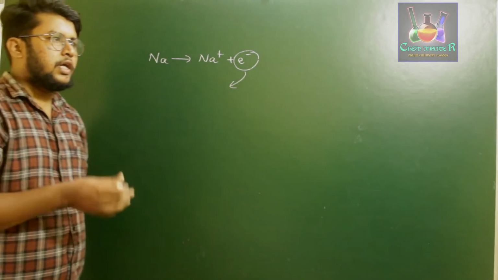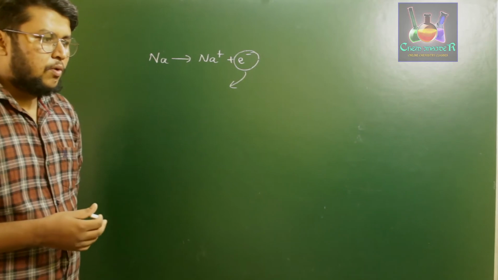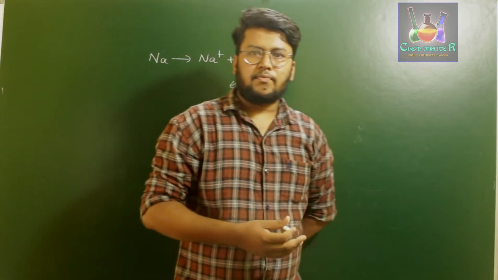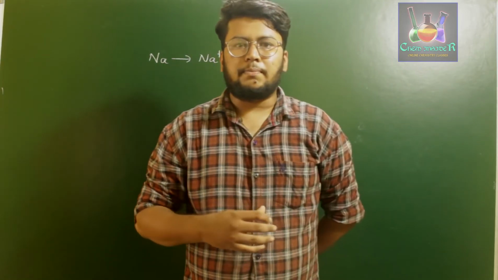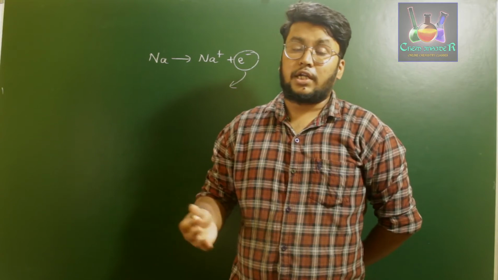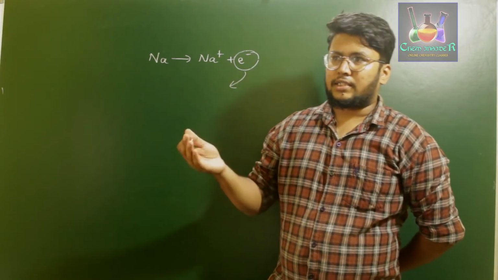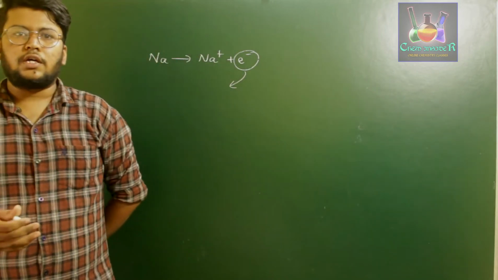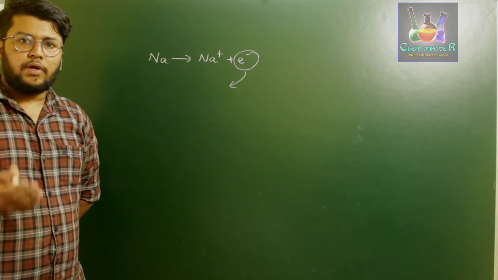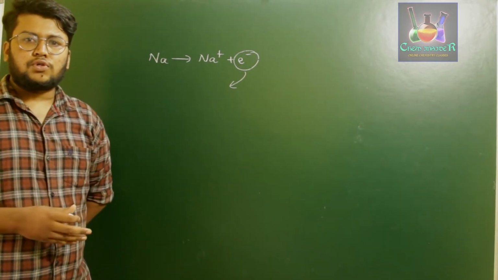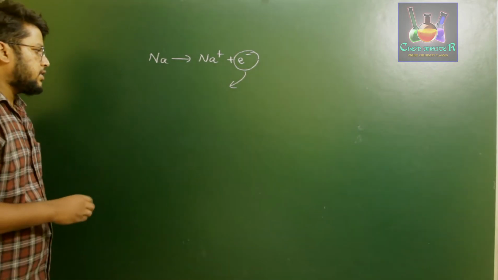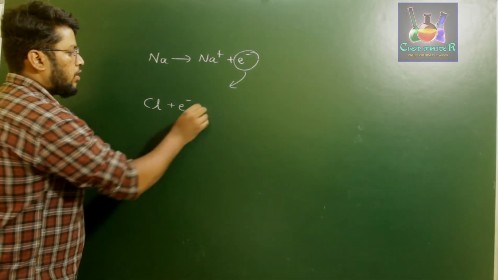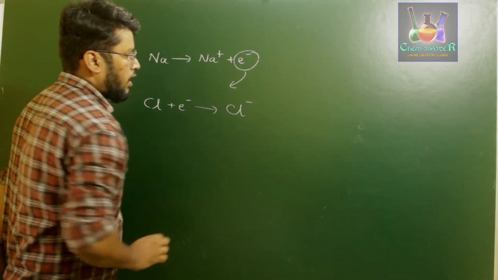Whenever you donate an electron to an atom, that atom will lose a certain amount of energy. In ionization enthalpy we were providing a certain amount of energy to the electron to get it excited. The excited electron's energy will be lost when it is added to the outermost orbital of the given atom. Let us say for example chlorine. When you add an electron to the chlorine atom, it gets converted to a chloride ion, right?